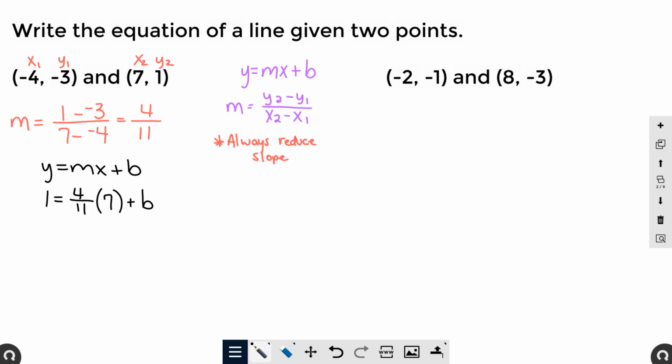Now let's solve that for b. First step, multiply these two together. So grab your calculators out. Don't forget all fractions need to be put in parentheses. So what's 4 over 11 times 7? 28 over 11.